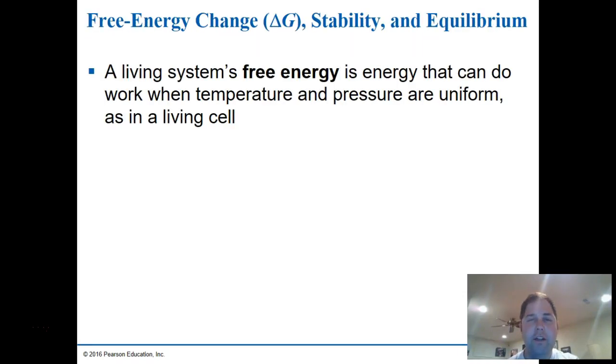So free energy is delta G, and free energy is energy that can do work when temperature and pressure are uniform in a living cell. And remember, in biology, we're going to constantly think about temperature and pressure being uniform and being constant. Those aren't variables we want to change when we talk about free energy.